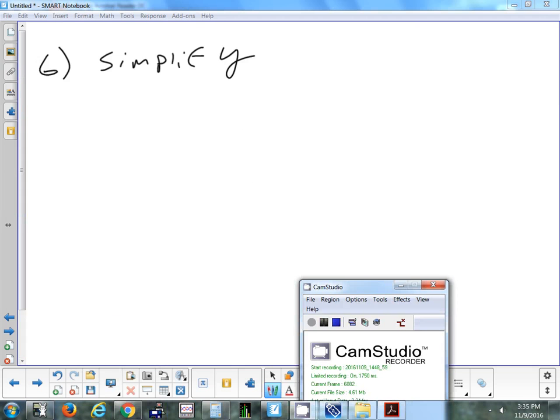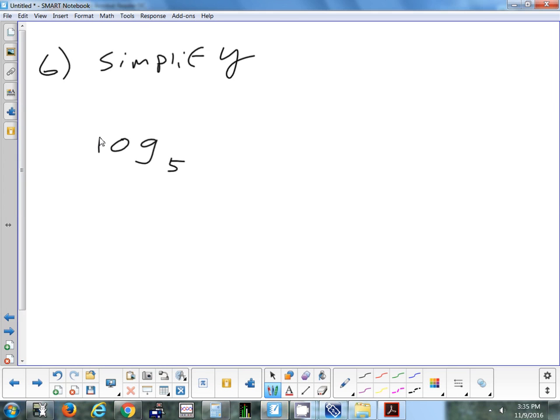All right, so let's look at the next one. Let's say I ask you to simplify something like this. Log base 5 of 125. What's one trick we learned when you have something in log form? What can you do with it? Put it into exponential. Put it into exponential, but we're missing what's on the other side. So what could I put? An X or a Y? Just put something there.